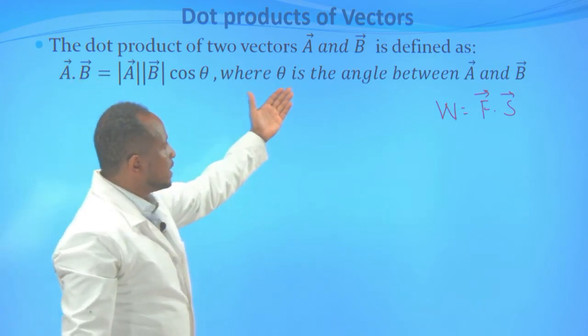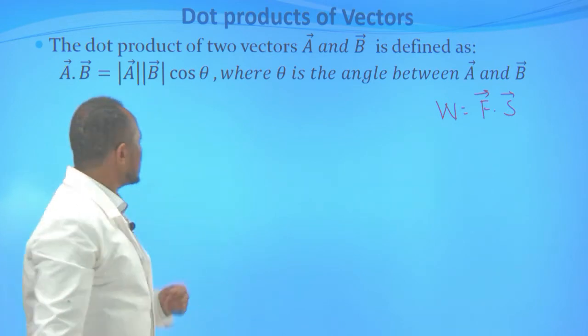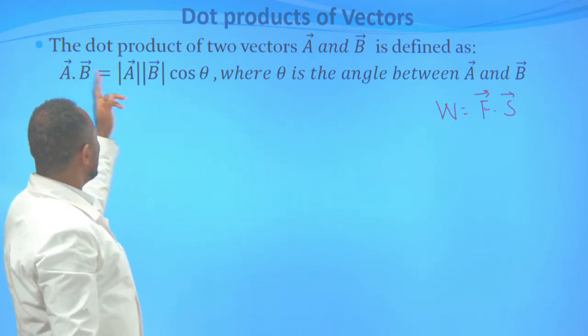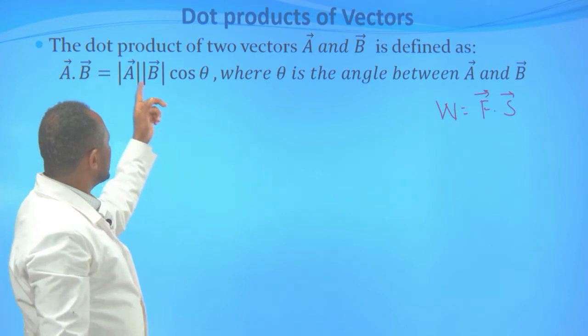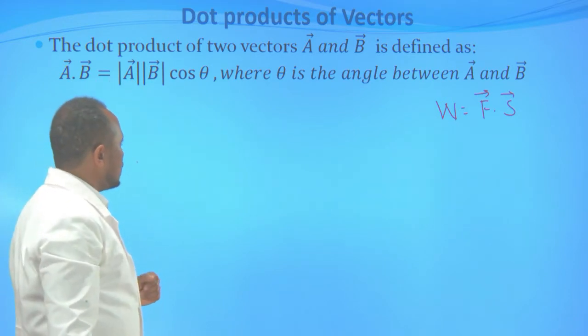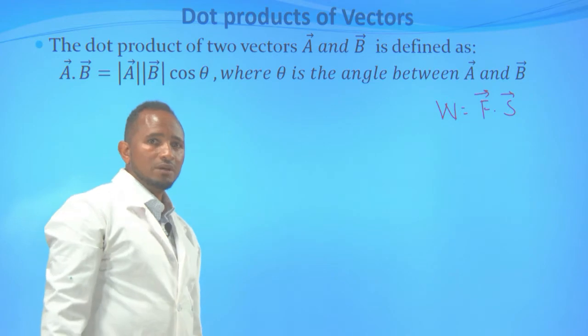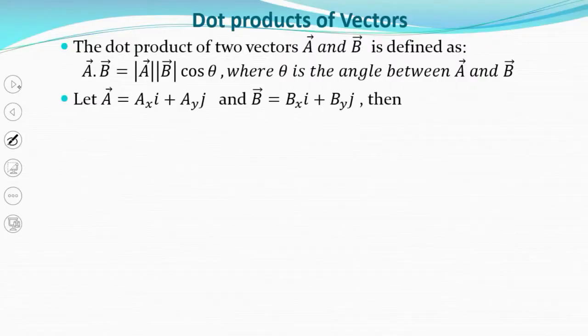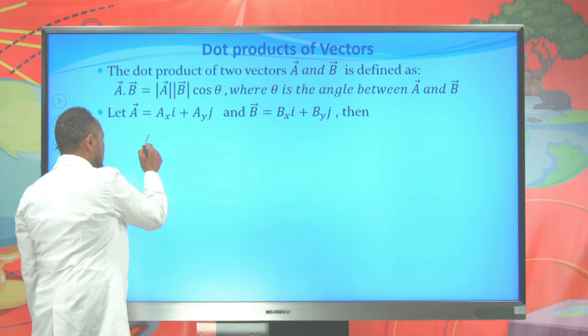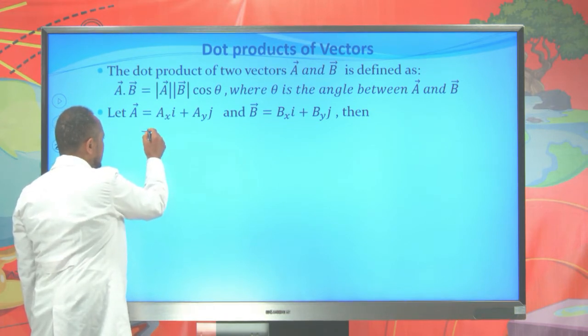The dot product of vectors A and B is defined as A dot B equals the magnitude of vector A times the magnitude of vector B times cosine of theta, where theta is the angle between vectors A and B. Now let's see this one. Let vector A be given in this form, A_x in the i direction plus A_y in the j direction, and vector B is given as B_x in the i plus B_y in the j. Then the dot product of these two vectors can also be evaluated in this form.